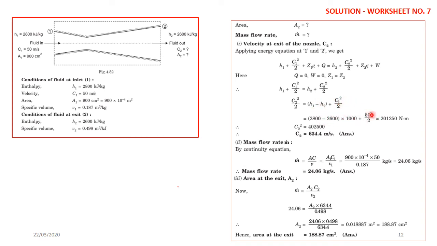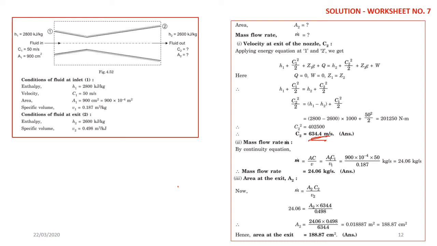Plus the inlet velocity 50 square by 2, so we will get 201250 Newton meter. It is still C2 square, then take the square root, and when you take the square root you will get 634.4 meter per second. So this is the exit velocity answer, C2.